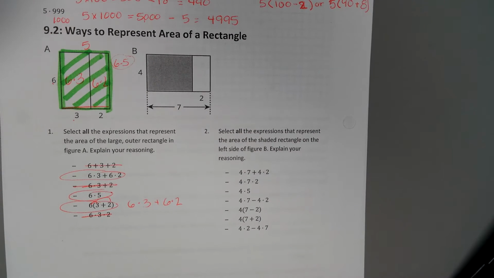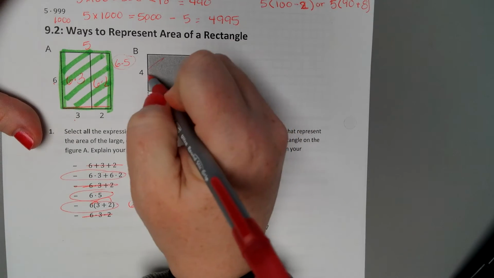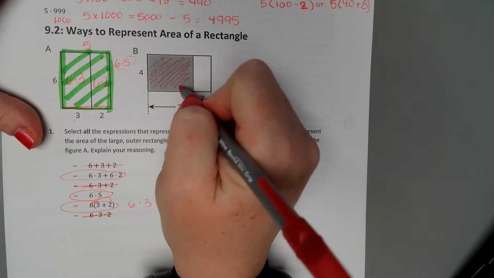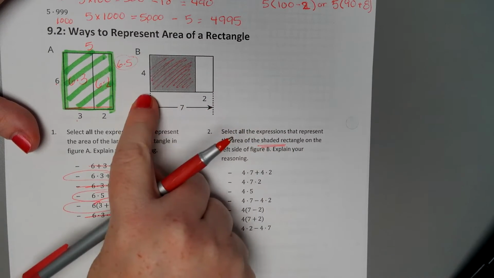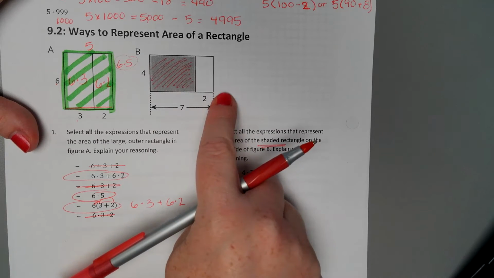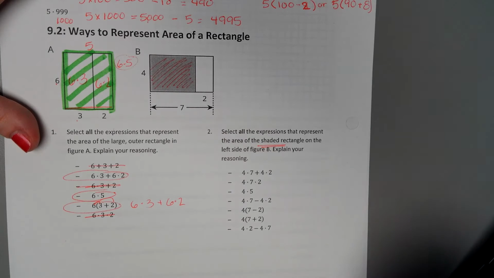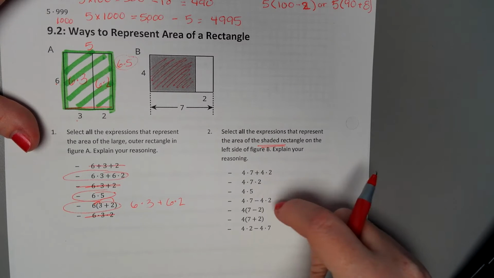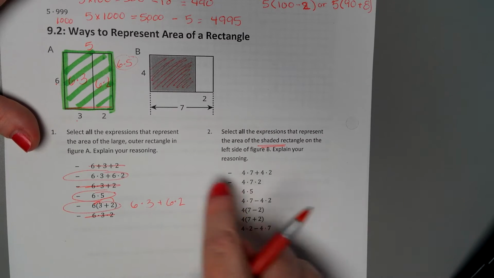Select all expressions that represent the area of the shaded rectangle. This one does say shaded, so that means only this stuff. So this is 4 times 7. That would be the whole thing. So it can't be 4 times 7. Is there one that says 4 times 7? There isn't. So we don't even have to worry about that.